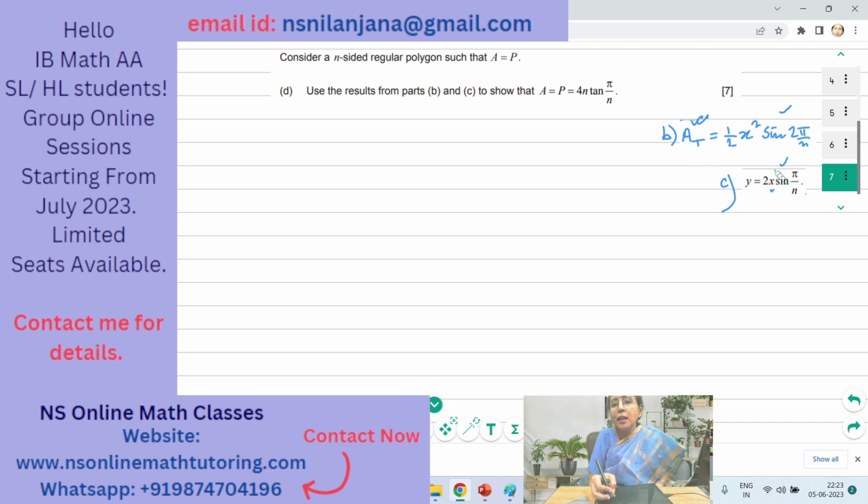By just seeing that we are having only sine functions in these two expressions, how to come to the tan function? Do not panic. Over here we are having 2 pi by n, and this is 2 pi by n. So sine 2 pi by n can be written as 2 sine pi by n and cos pi by n, because we need the argument, the angle, as pi by n. So we can convert 2 pi by n to pi by n. That will not be a problem.